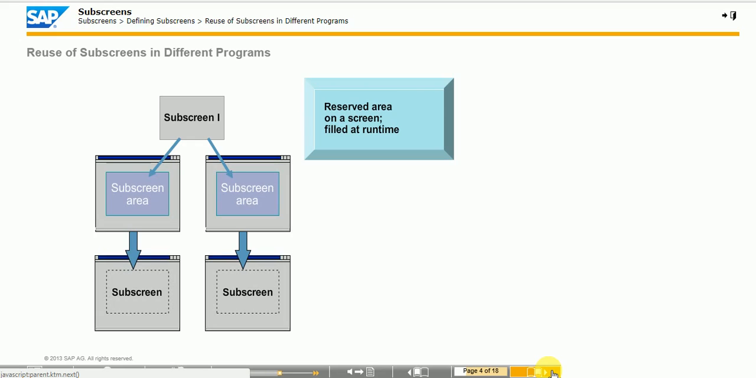You can use subscreens in the following scenarios: screen enhancements, for example, screen exits; within other screen objects, for example, tab strip controls; modification assistant; web transactions.